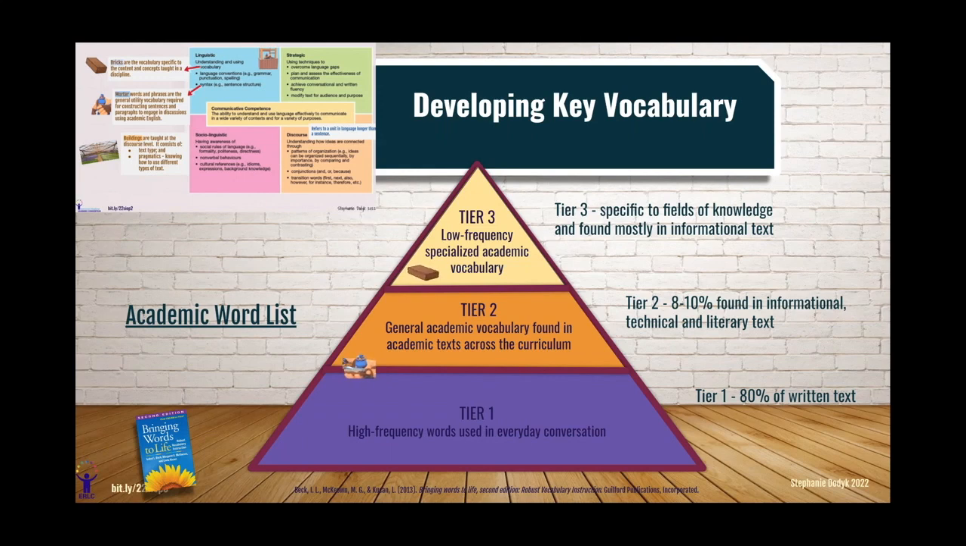I have a link to the academic word list here, but also just remember that Tier 2 words are those words that have multiple meanings. And I have some examples following here. And then Tier 3 is subject specific. Those are our brick words that relate to particular fields of knowledge and deal with the concepts that we're teaching.